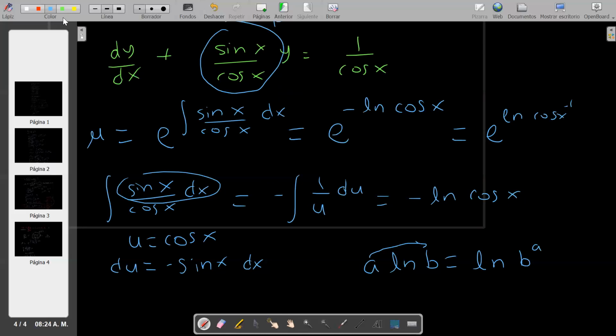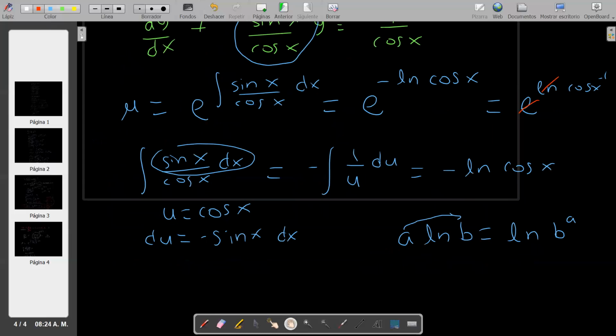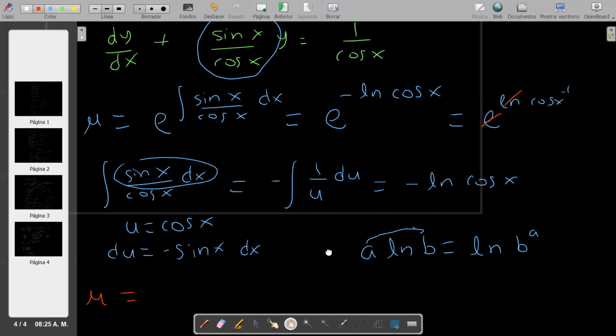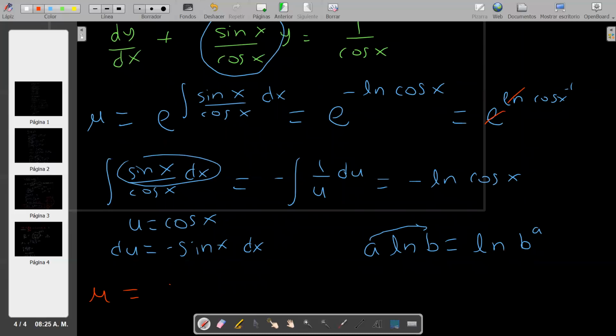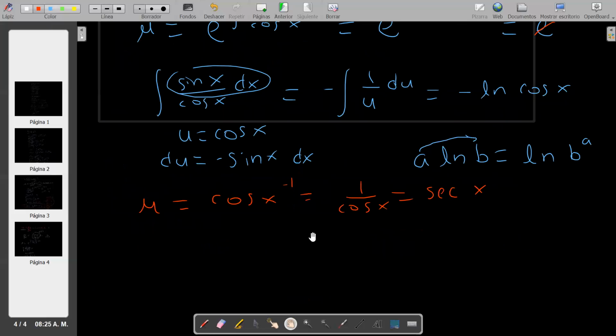And that way we can cancel these two functions, and we are left for the integrating factor with, as you can see from here, cosine of x to the negative 1, which is simply 1 over cosine of x or secant of x, whatever you want. So we have our integrating factor.